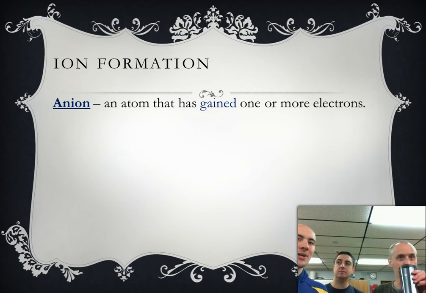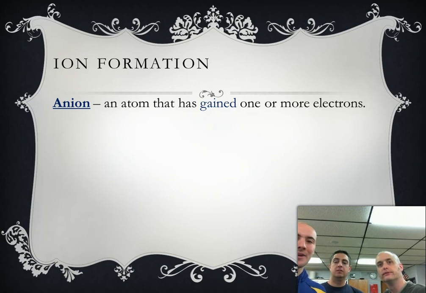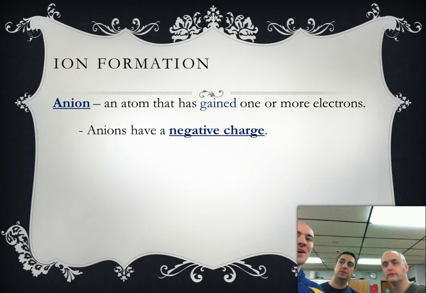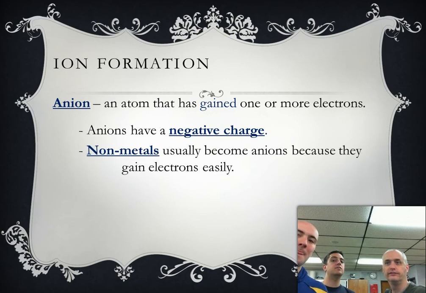So you're going to learn 2 different categories of ions. The first one is called an anion. Now, an anion is an atom that has gained 1 or more electrons. So it's become an ion, specifically an anion. Anions have a negative charge because if you gain 1 or more electrons, which are negative, that makes your charge negative. You're gaining little negative particles. There's more negatives than positives.